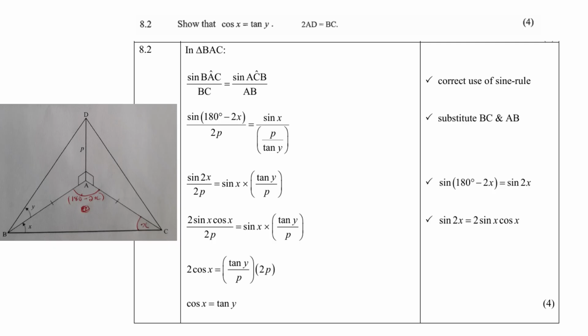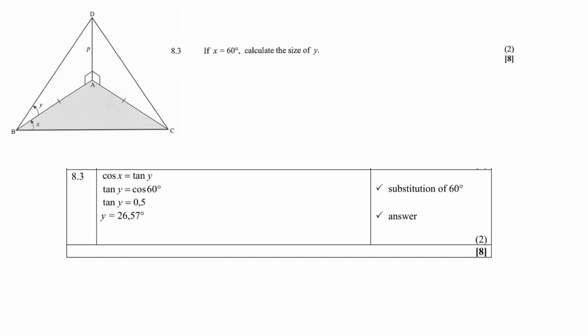Question 8.3, if x is 60, calculate the size of y. Right, so already we know that cos x is equal to tan y. It was proven in the previous question. So we can now replace x with 60. Then tan y is the cos of 60. On the calculator, of course, is 0,5. And then, of course, to find y, you say shift tan of 0,5. And that should give you y, which is 26,57.